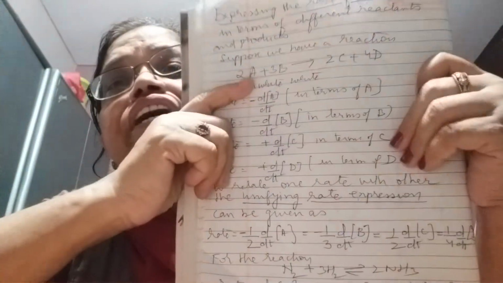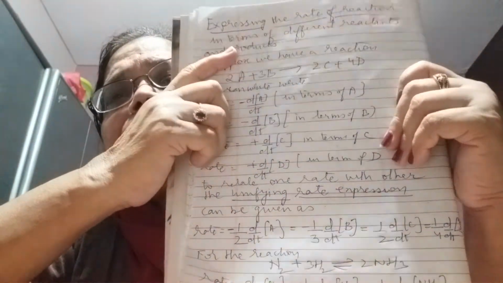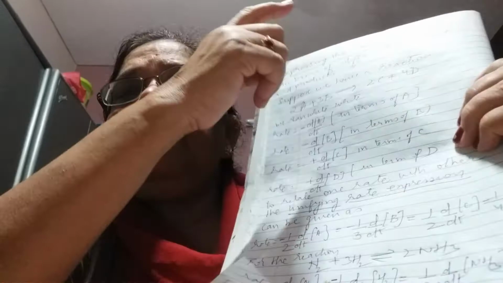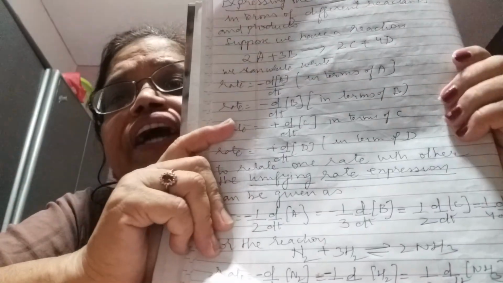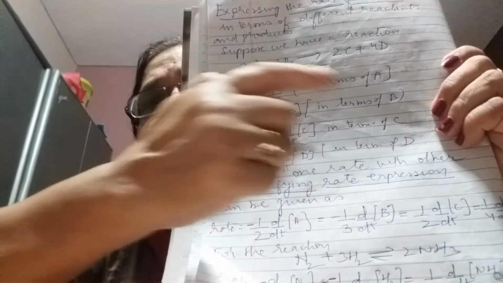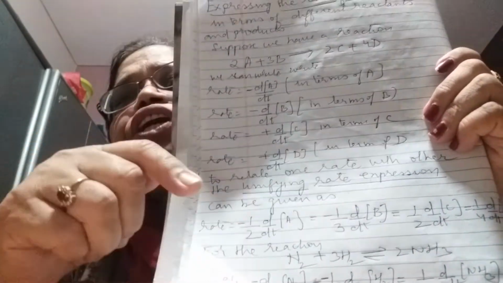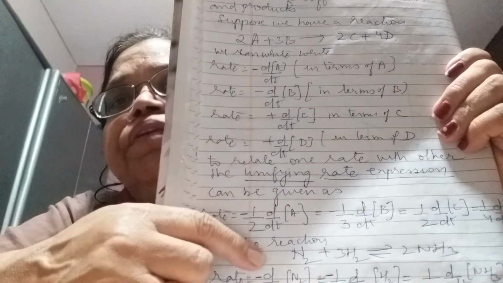Now how do we write down the unifying rate expression? Suppose I have an equation 2A plus 3B giving you 2C and 4D. We can write the rate in terms of all four, but how will we make it unifying, how will we relate one rate to another? We will do nothing. We will bring the coefficient of the reaction into the denominator.